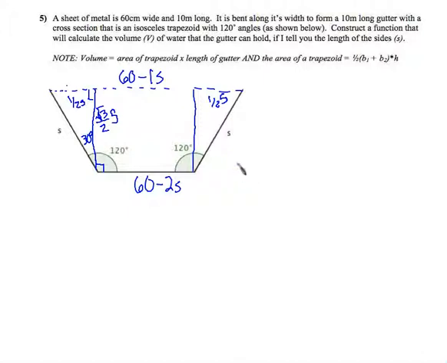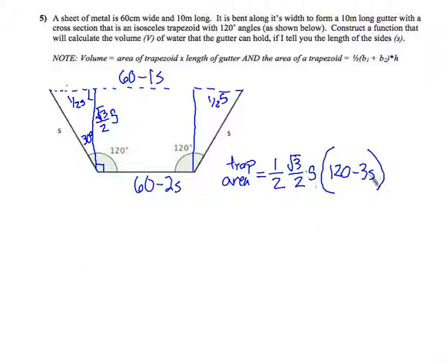Therefore, the trapezoid area is going to be equal to, using the formula that was given, 1/2 the height. The height is √3/2 times s, so 1/2 times √3/2 times s, and then this is all going to get multiplied by the first base plus the second base. So this is 60 plus 60, which is 120, minus 2s minus 1s, which is minus 3s. So this is the trapezoid area.